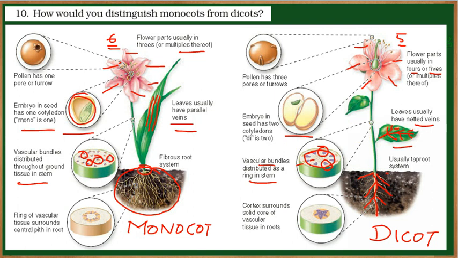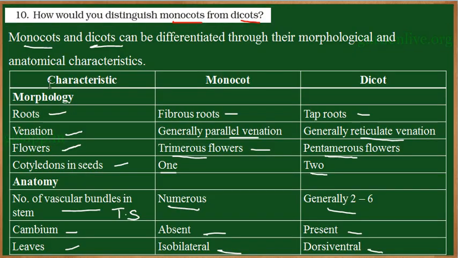So these are the differences between the monocots and dicots. In monocots, roots are fibrous roots. In dicot, it is taproot. Venation is parallel venation. Here it is reticulate venation. Flowers are trimerous, multiples of 3. Here it is pentamerous, multiples of 5. In monocots, single cotyledon. In dicots, two cotyledons.